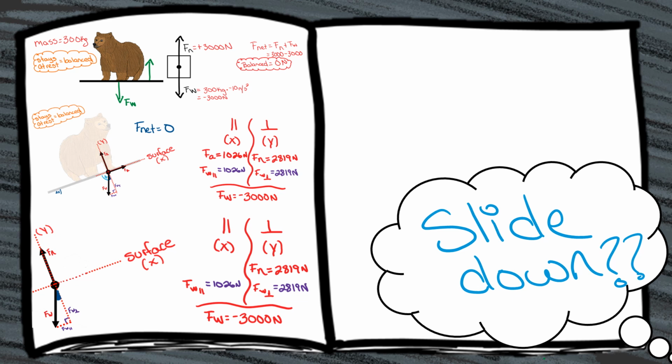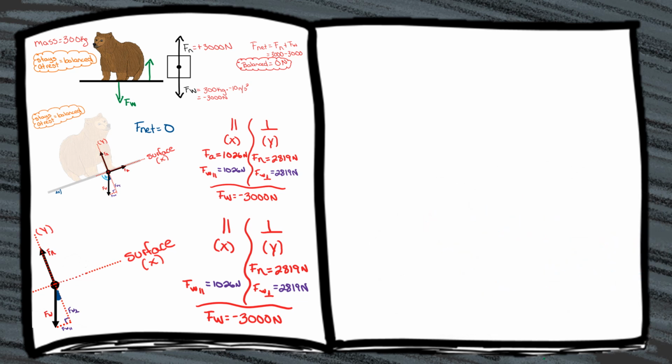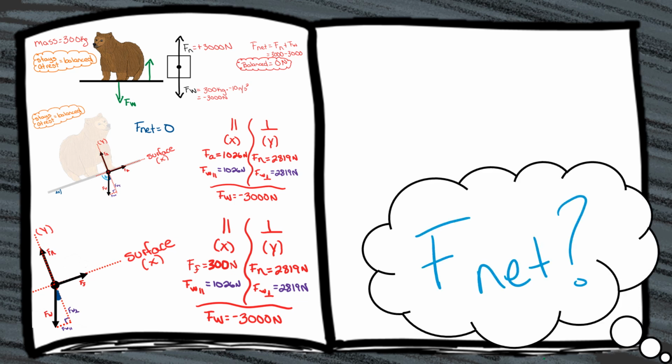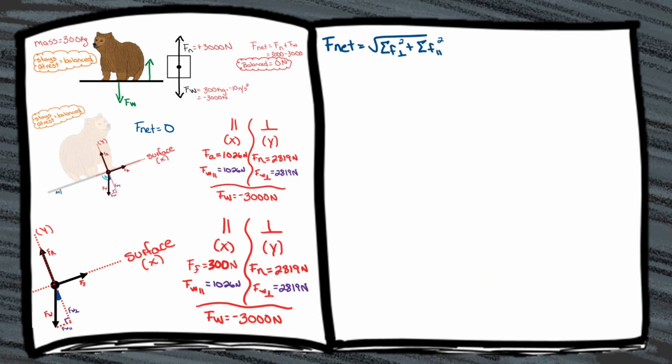So let's say that the bear is exhausted and is no longer able to apply a force up the incline. What would be the acceleration of the bear as it slides down the incline? If there is a frictional force of 300 newtons, what should we do first? You got it, Alex. We must first calculate our new net force for this scenario.